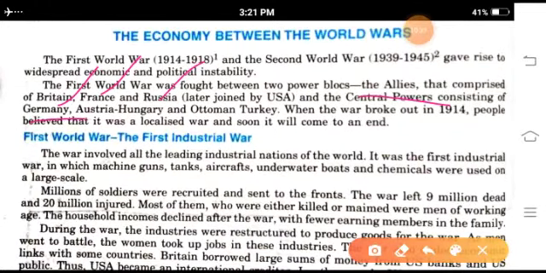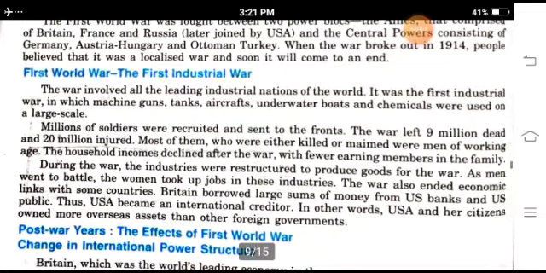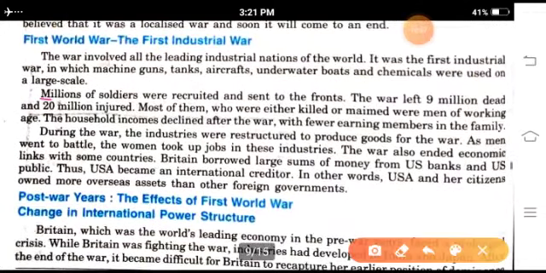The economy between the world wars. That is the time period of the First World War from 1914 to 1918 and the Second World War from 1939 to 1945, which gave rise to wide economic and political instability. The First World War was fought between two power blocs: the Allies, comprising Britain, France, Russia, and later the USA, and the Central Powers, comprising Germany, Austria-Hungary, and the Ottoman Empire of Turkey.